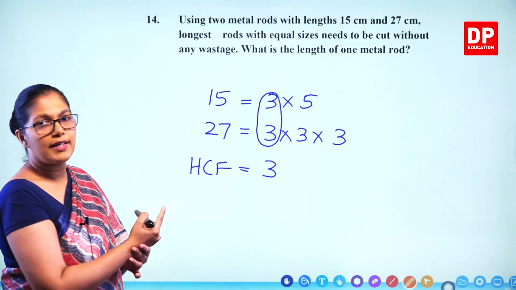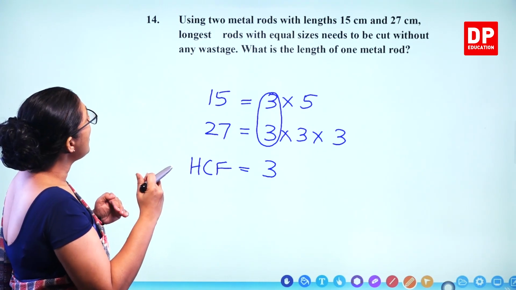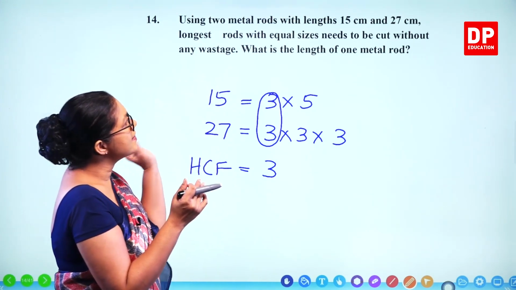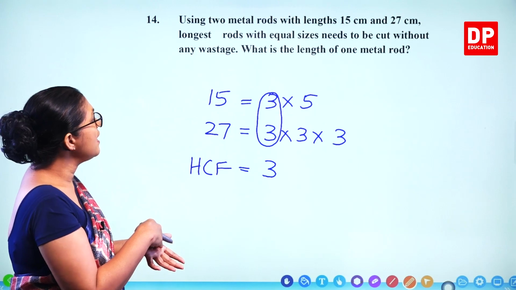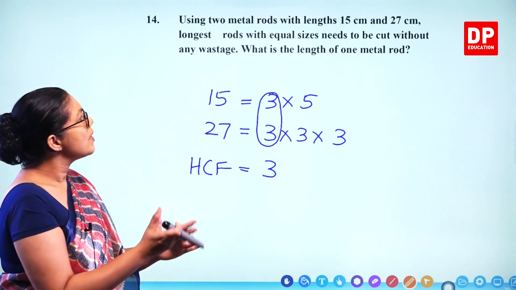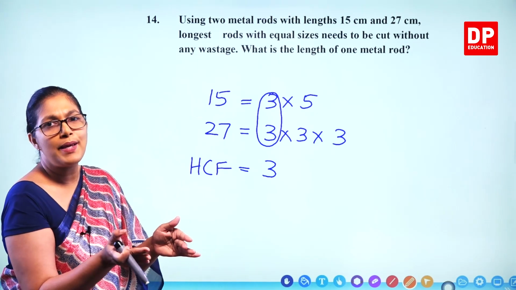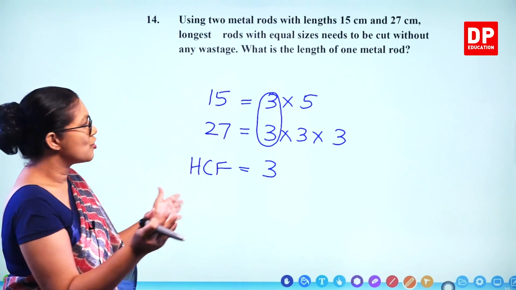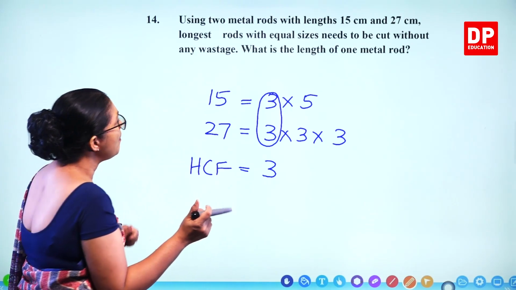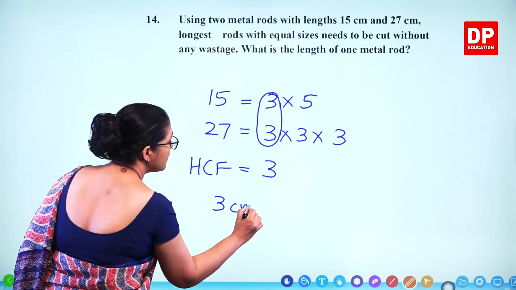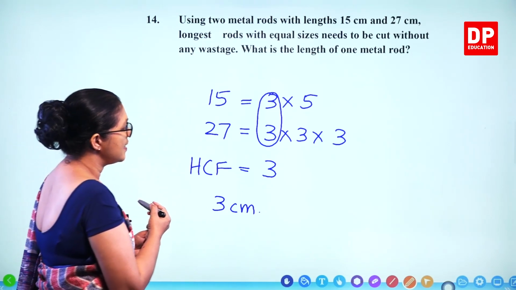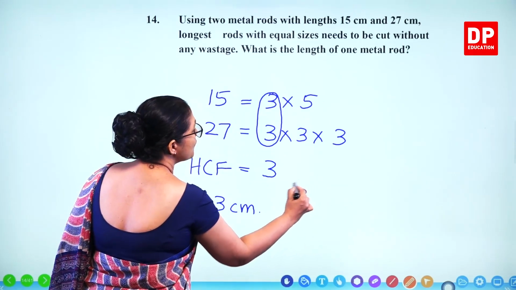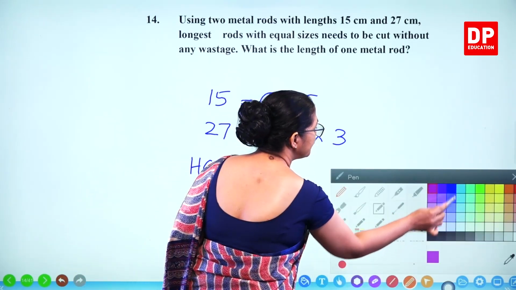That's all. So 3. So that means we can divide into 3 centimeter lengths. So then exactly that's divisible. 15 divided by 3, so you get 5 pieces there. 27 divided by 3, you get 9 pieces. So all with equal sizes without any wastage. So what is the length of one metal rod? That's 3 centimeter, the highest common factor. So 2 marks for that.